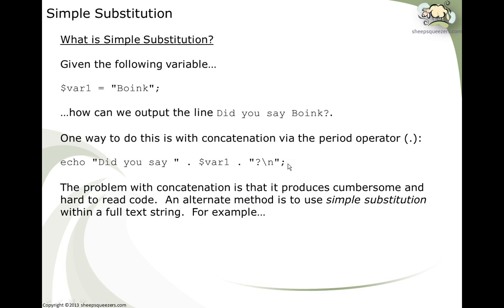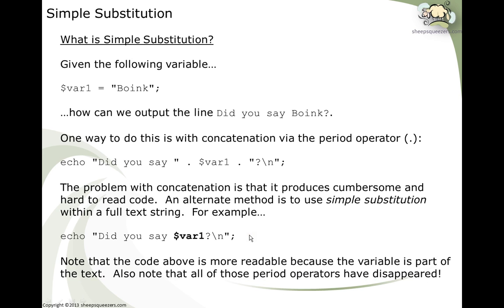The problem with concatenation is that it produces cumbersome and hard to read code. It's kind of hard because of all the periods and everything. An alternate method is to use simple substitution within a full text string. For example, here's simple substitution: echo, did you say, and in the double quotes you have $var1, which is the variable name up here, and the question mark.